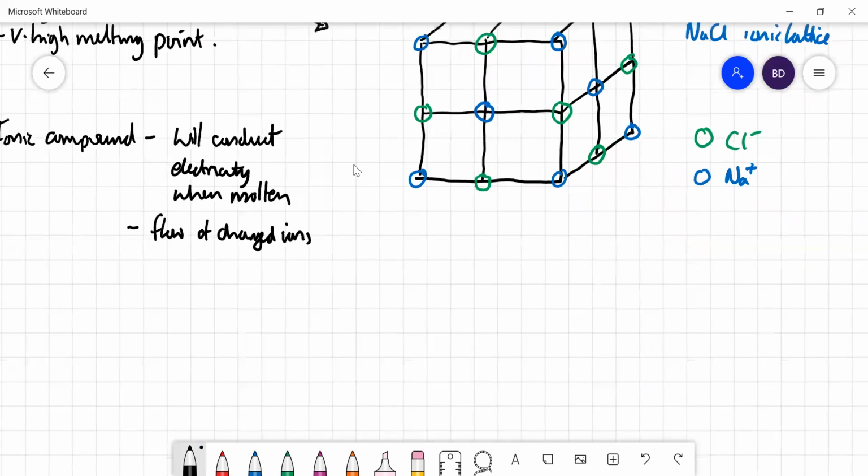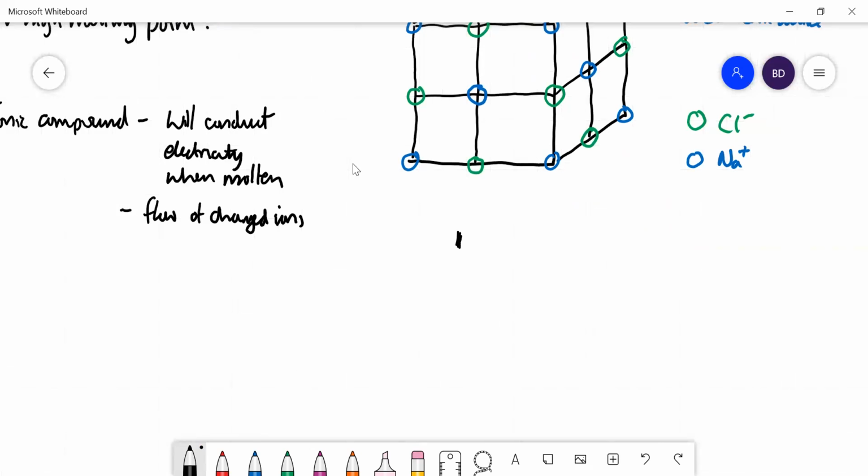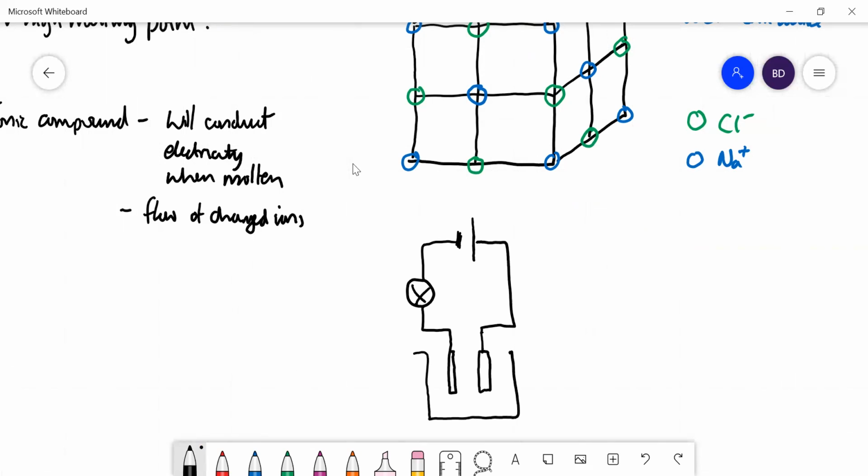Okay, so if you set up a circuit, so there's my battery, here's a light bulb, here's some electrodes, probably made out of graphite. It has a high melting point, but will conduct electricity. And if you put this in, so this is molten sodium chloride in there, the light bulb here will light up. There's light coming off that light bulb because the sodium chloride will conduct. And as I say, it is not electrons that are conducting the current, it's the flow of ions in there.